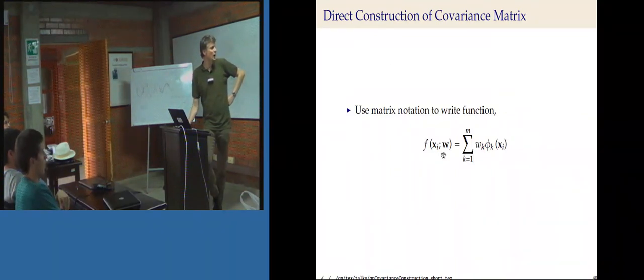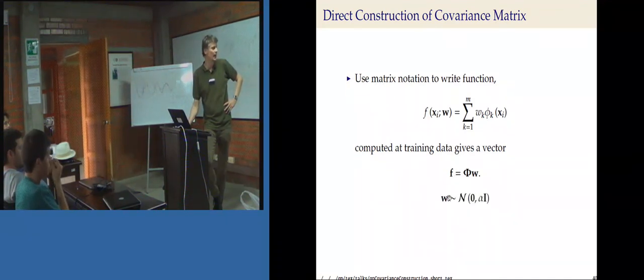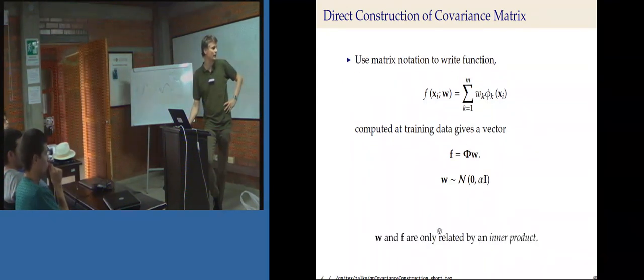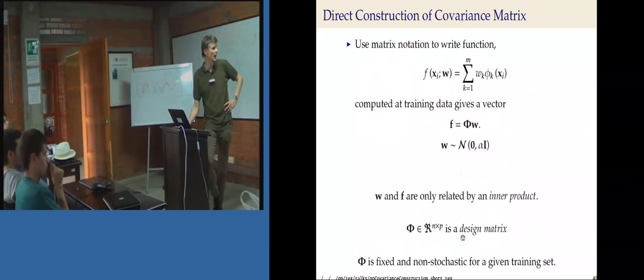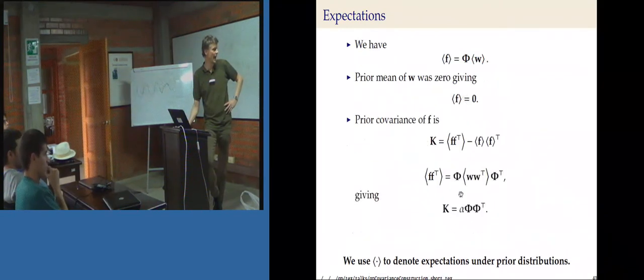So I want to use the matrix notation to write the function as we've just seen before, as you've just been doing in the lab. So again, we've got this function is equal to phi times W. And if I put the W as a Gaussian prior with a variance of alpha, because W and F are only related by an inner product, I recover what we've just been looking at in the lab.